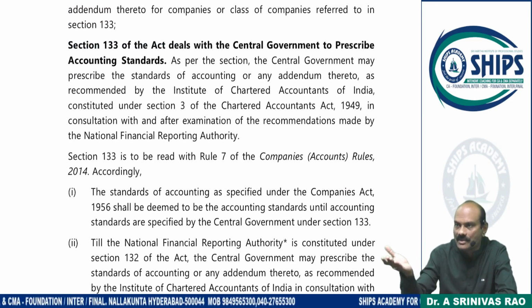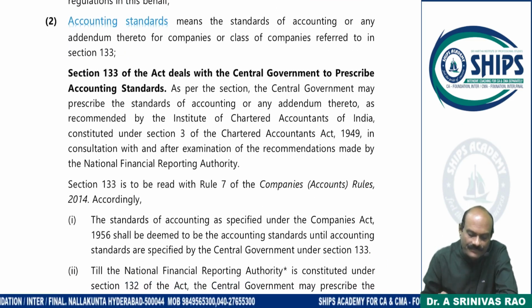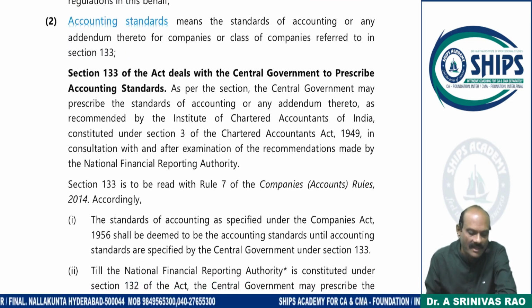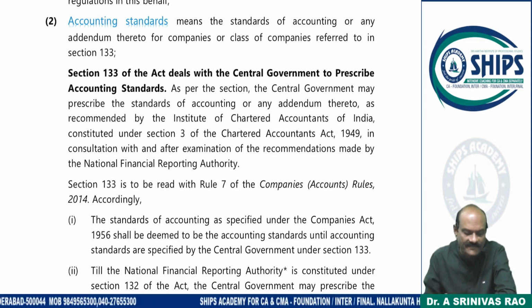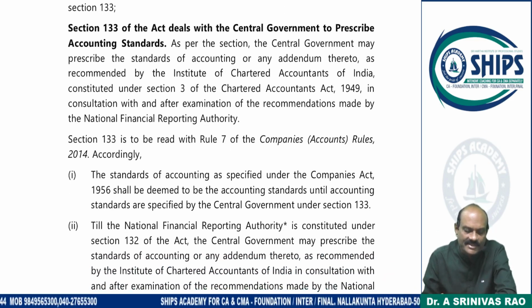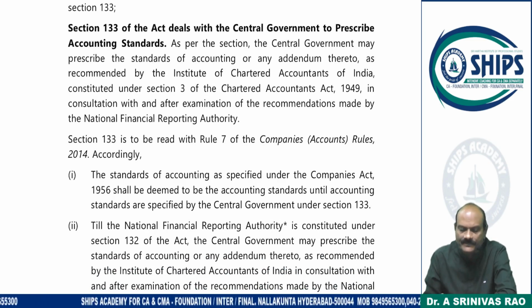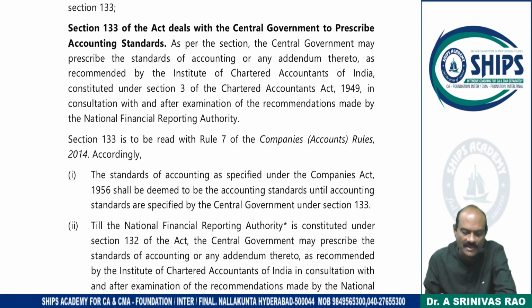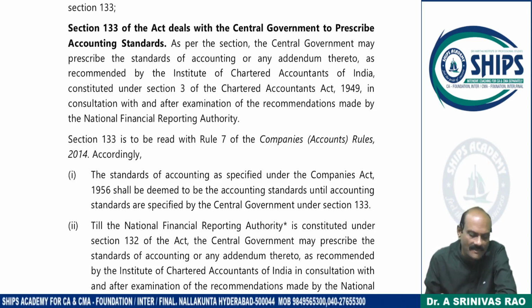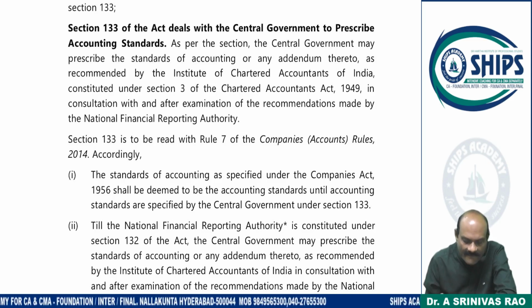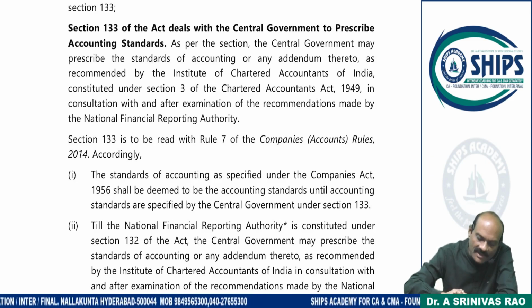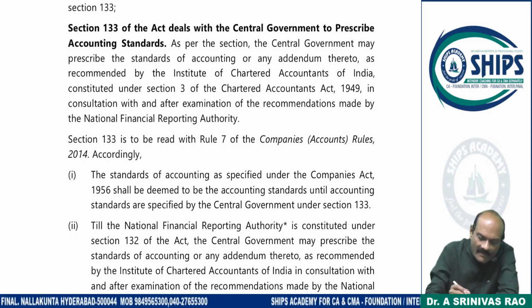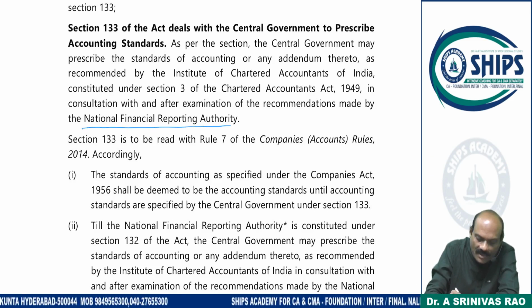And in accounting, there is much more. You will learn this point, and here I am only giving an overview. Accounting standards are nothing but additions made from time to time under the Act for companies or various classes of companies, referred to under Section 133. Section 133 of the Act deals with the central government prescribing the accounting standards. As per this, the central government may prescribe the standards of accounting or any addendum thereto, recommended by ICAI under Section 3 of the ICAI Act 1949, in consultation with and after examination of recommendations made by NFRA, the National Financial Reporting Authority.